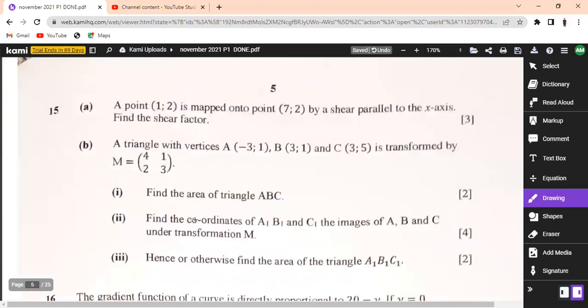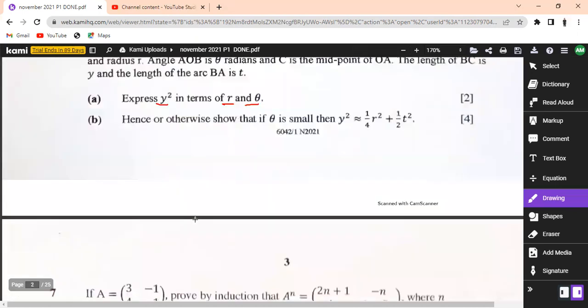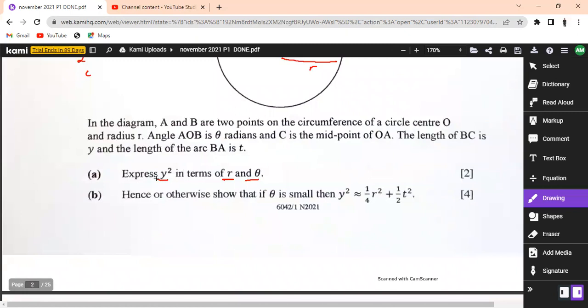Let's take our question and see what we're given. The question was to express y squared in terms of r and theta. Then on part B, or otherwise, show that if theta is small, y squared is going to approximate to this expression. That's 4 marks for that.